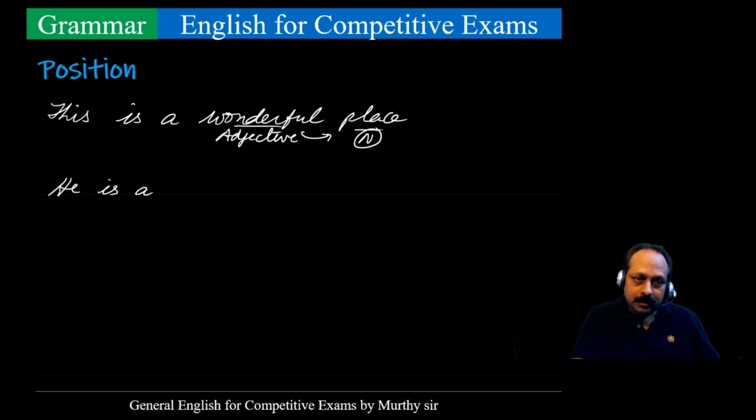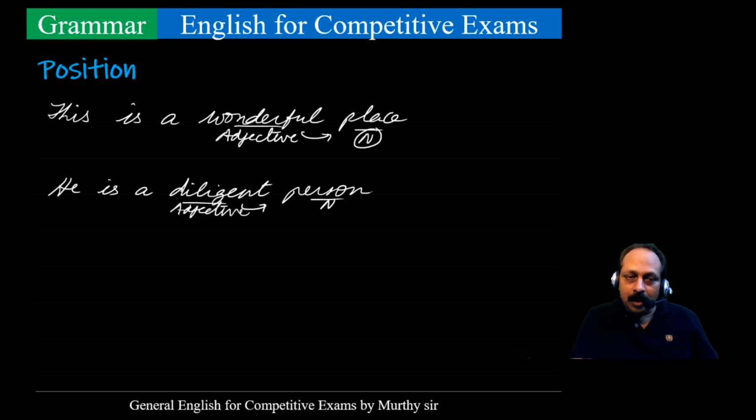He is a diligent person. Person, noun. Diligent, describing person, which is a noun. Diligent is what? Adjective. In these two examples, we have an adjective before a noun. Then, based on the position, we have two types of adjectives.